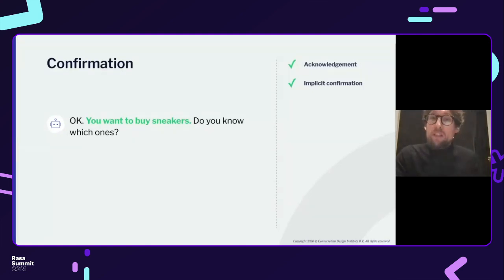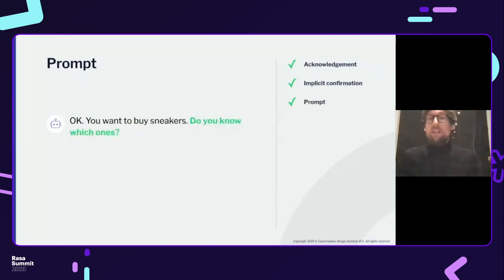Okay, you want to buy sneakers. Do you know which ones? That's the prompt, right? And the prompt tells the user, okay, now it's your turn to speak again, right? So it's a very clear check. Now I'm prompting you to engage, right? So these are conversation design fundamentals.